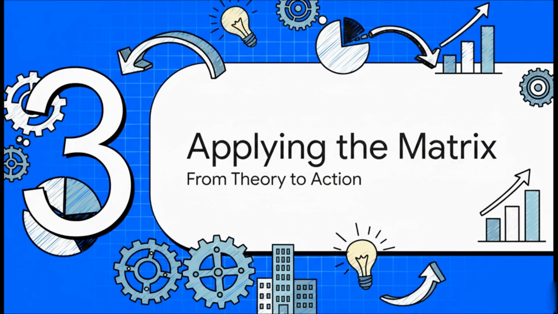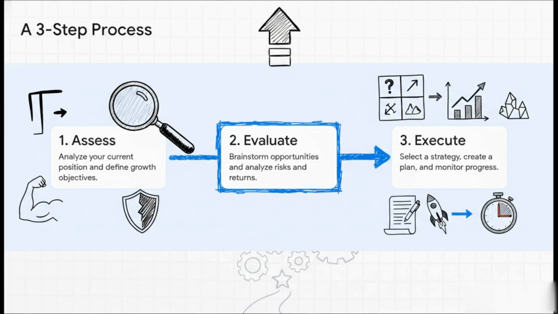Okay, so that's the theory behind the 4 quadrants. But how does a company actually use this thing to make smart decisions? Well, it boils down to a pretty straightforward 3-step process. First, you assess. You have to take an honest look at where you are right now, your products, your markets, your strengths. Then you evaluate. You brainstorm ideas for all 4 of those quadrants and really analyze the risks and potential rewards for each one. And finally, you execute. You pick the best path forward, create a solid plan, and make it happen. Because a great strategy is worthless without great execution.